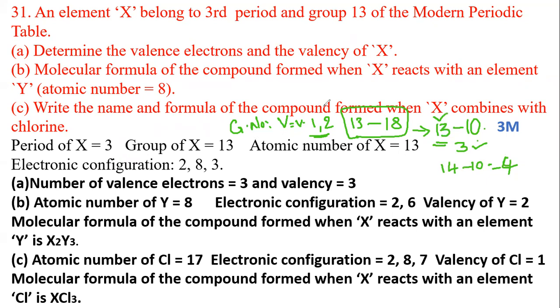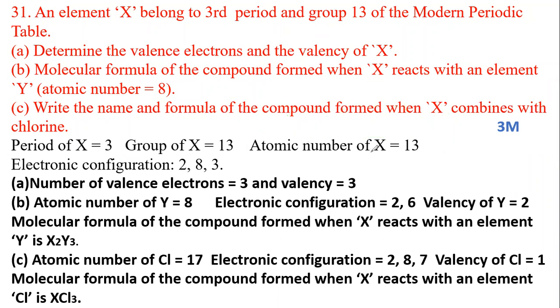Now you see this element is in the 13th group, so the atomic number is also 13. If you check once in the periodic table, you can understand. The 13 means valence electrons will be 3. Electronic configuration 2, 8, 3. This last is the valence shell, and the valence electrons will be 3.